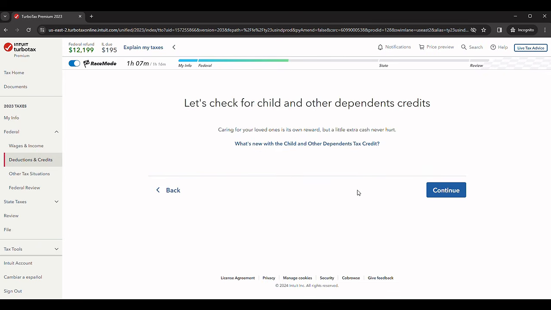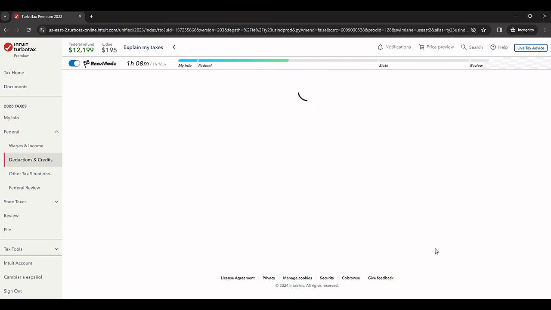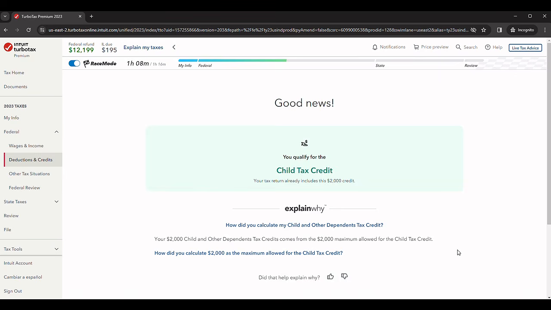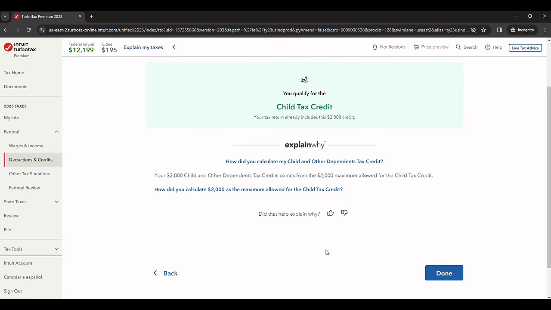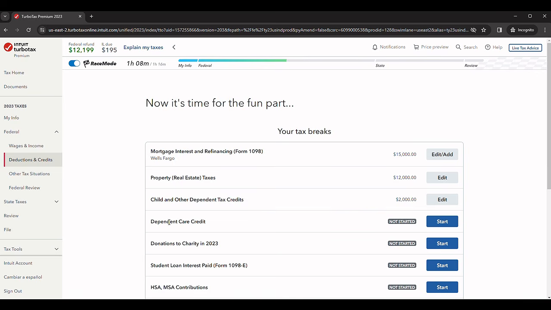Okay, let's go to children. Let's check out child and other dependent credits. Okay, let's do this. Do you have any of these uncommon situations? No, I don't. Okay, good news. We're going to be qualifying. I wonder if that's already part of this $12,000 refund. Okay. It's great. It was already part of it.